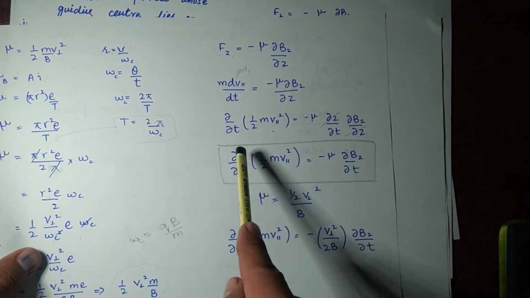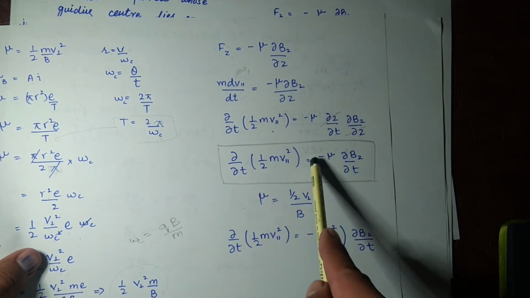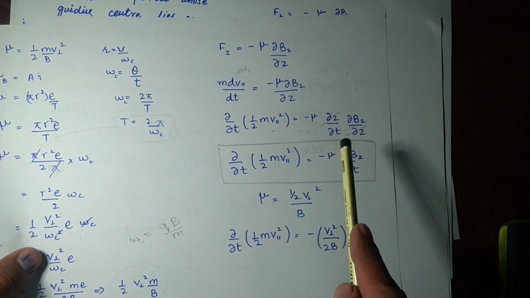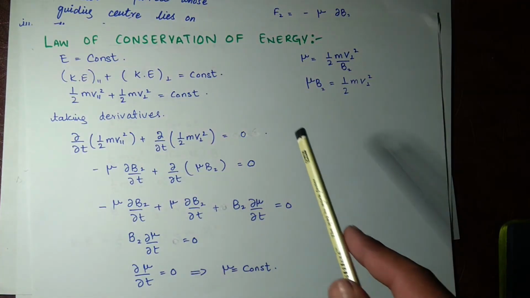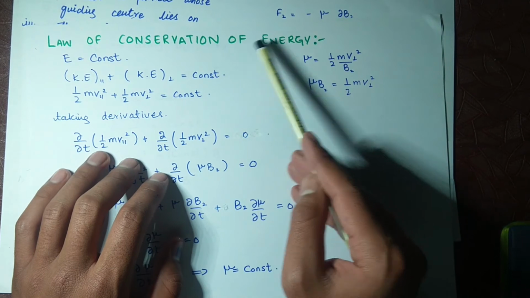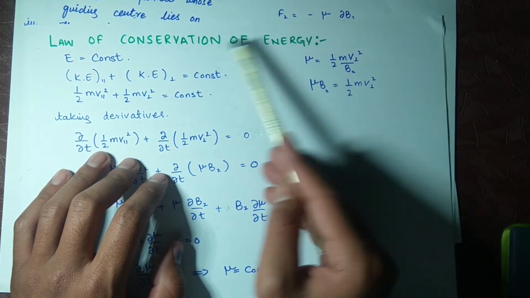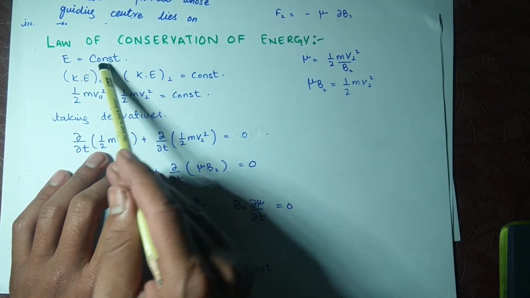And now let's find out how this mu is constant. Now we can find how this mu is constant. Okay, so let's move toward that. According to the law of conservation of energy, E is equal to constant.